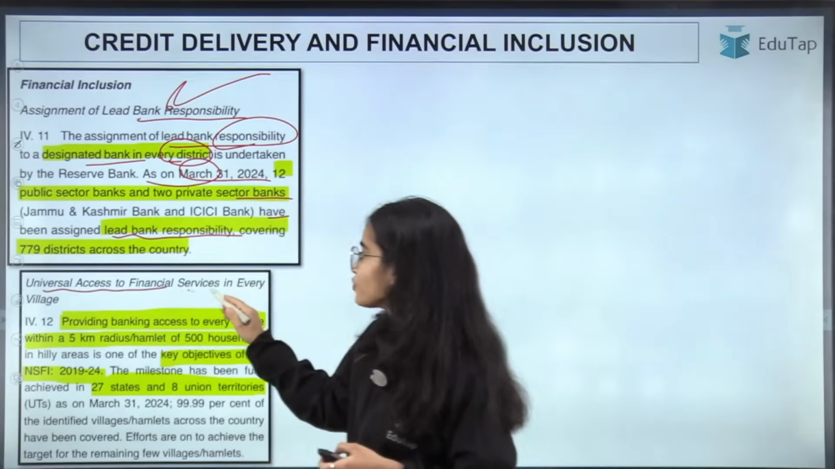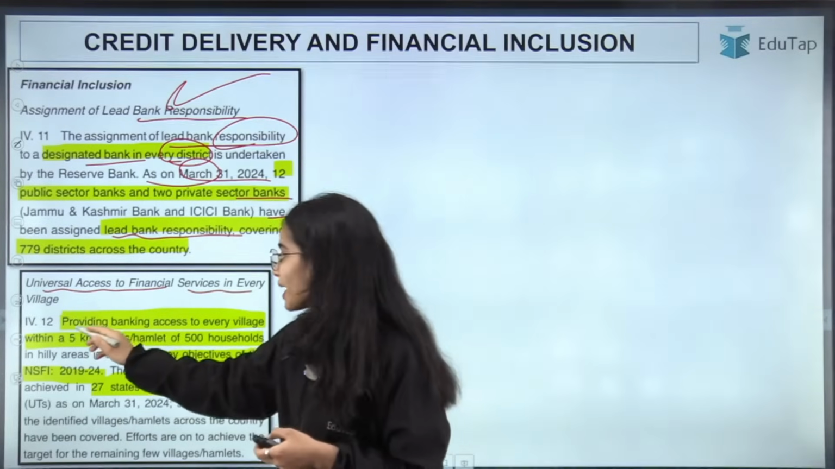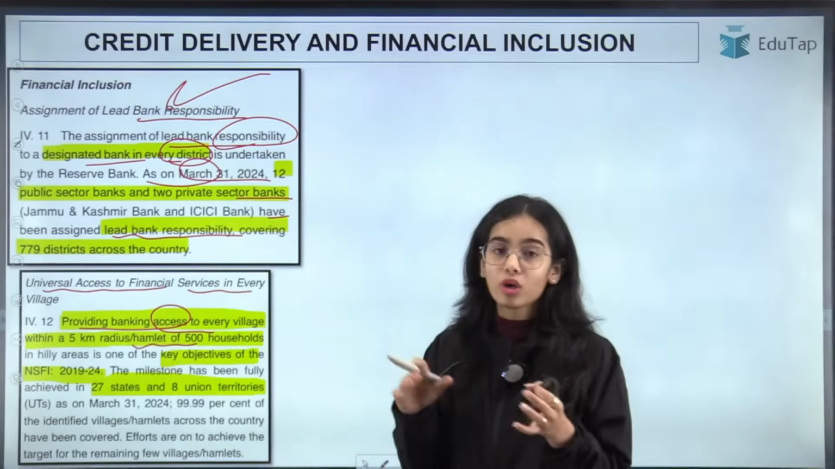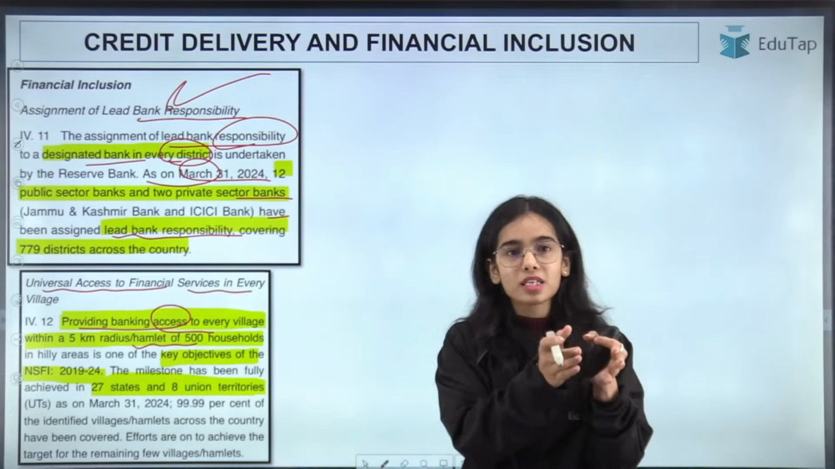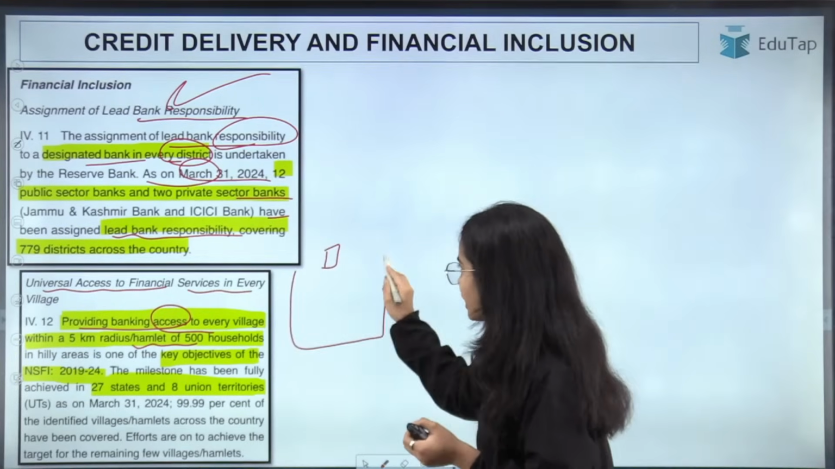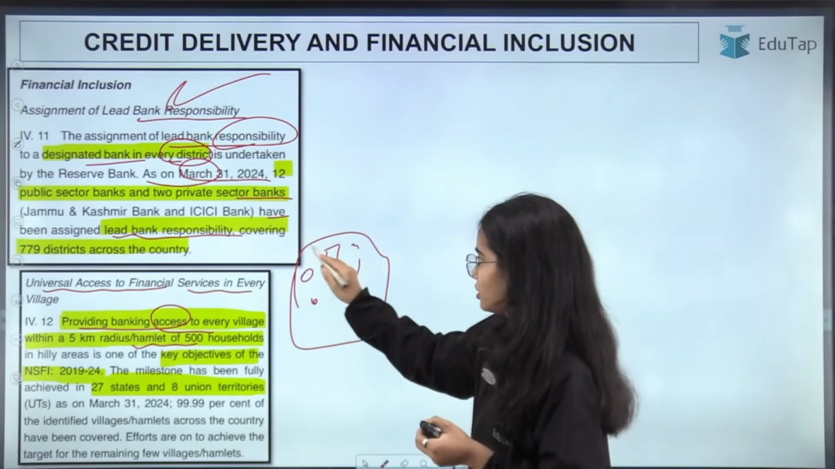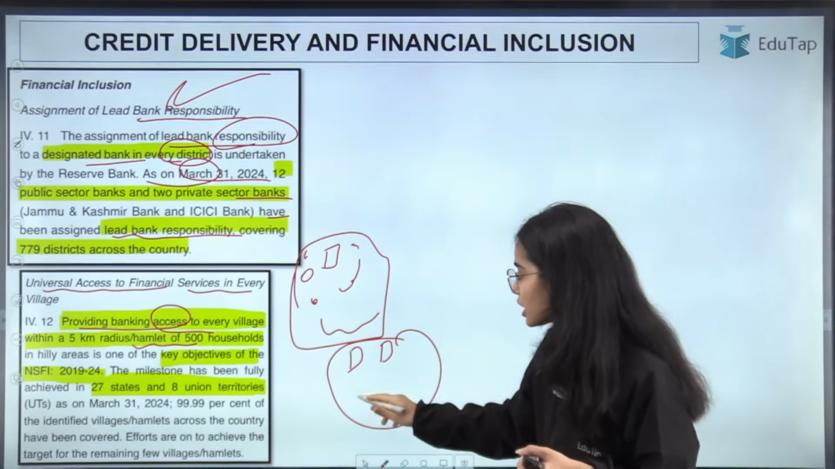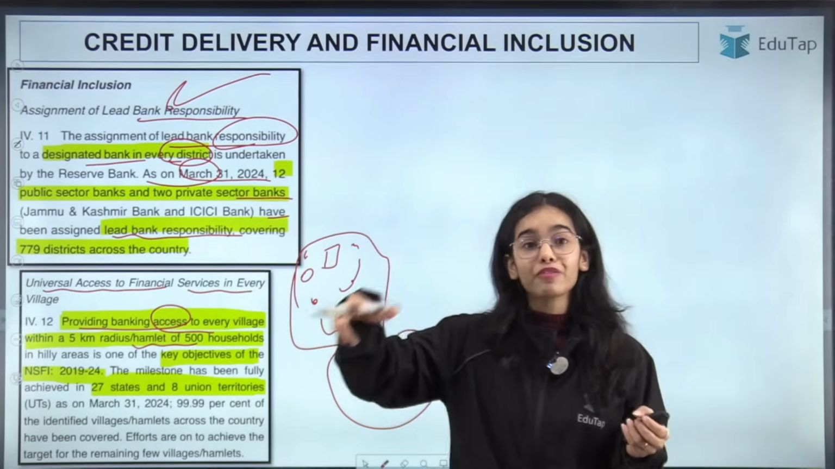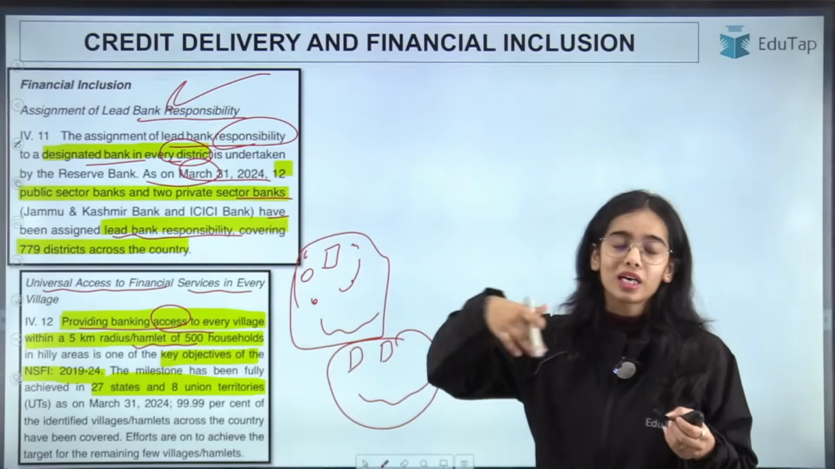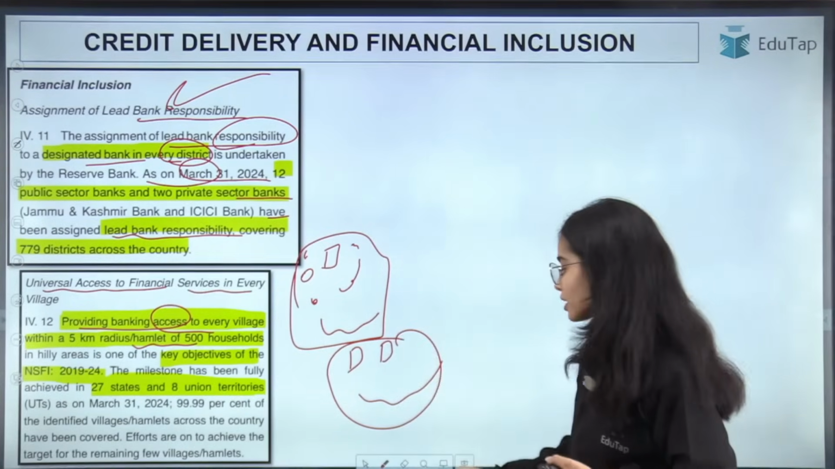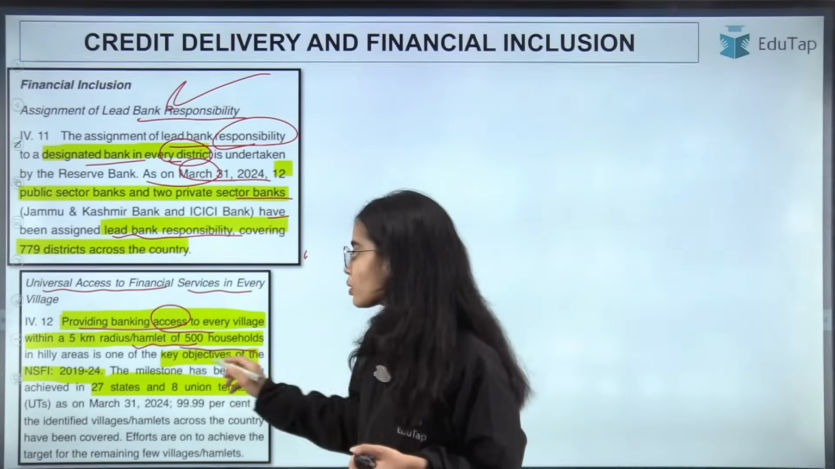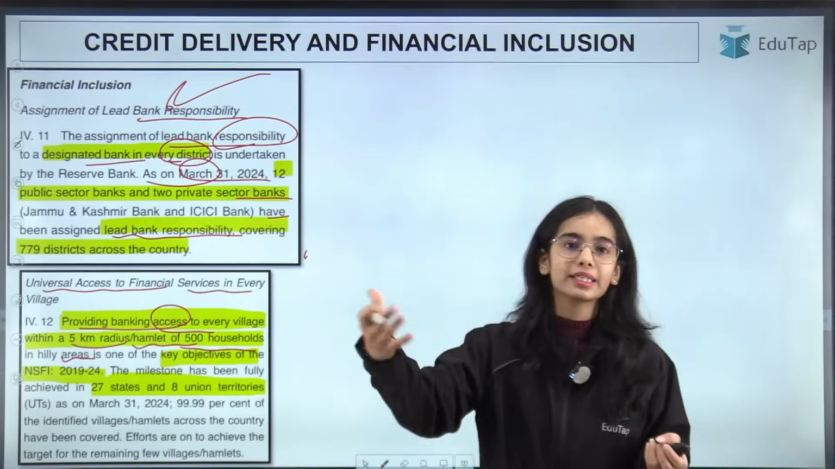Next is universal access to financial services in every village. That is, providing banking access to every village within a 5-kilometer radius, or a hamlet of 500 households. Let's say a bank or a similar infrastructure for banking services has to be created in an area which has at least 500 households, or within the 5-kilometer radius. So after every 5 kilometers, at least a bank or some kind of infrastructure for banking services should be provided. That is the idea. It is a hamlet of 500 households in hilly areas, or the 5-kilometer radius other than the hilly areas, okay.